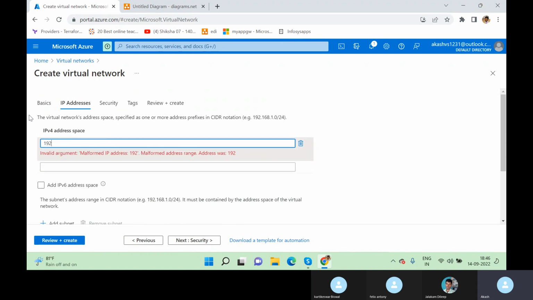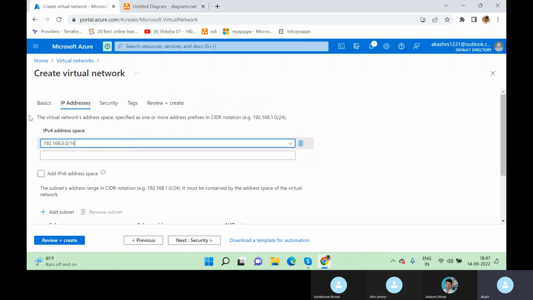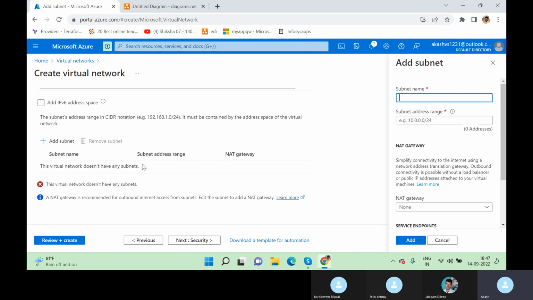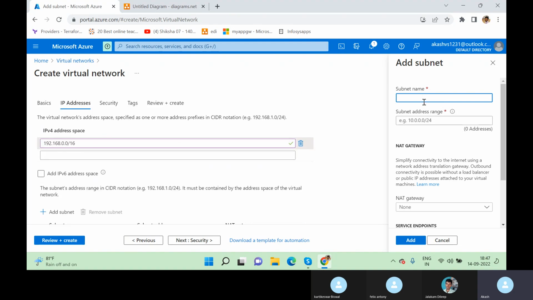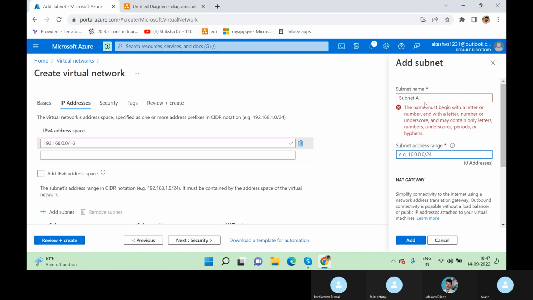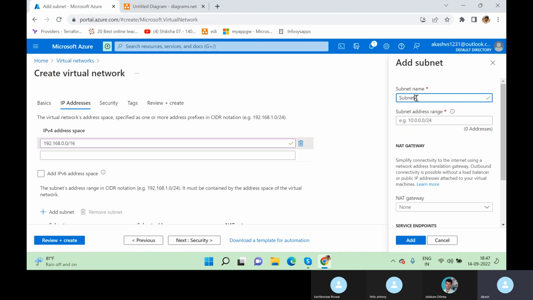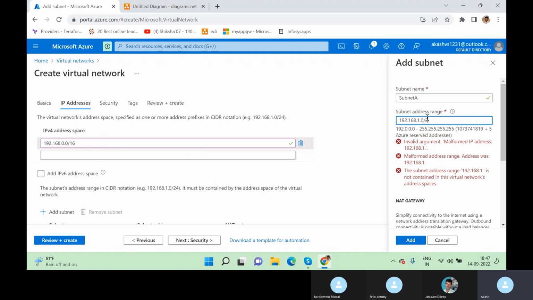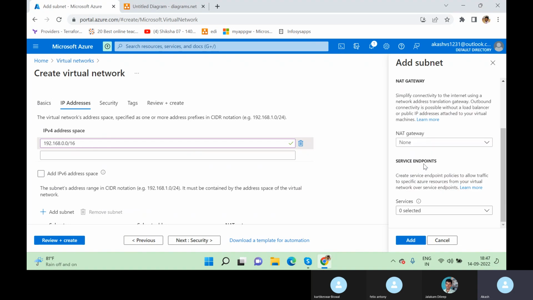I'm going to put this one, 192.168.0.0/16, and I am going to create a subnet. Can you quickly tell me a subnet for this particular address space? The address space is 192.168.0.0/16. So it is going to be 192.168.1.0/24. This is going to be my address.